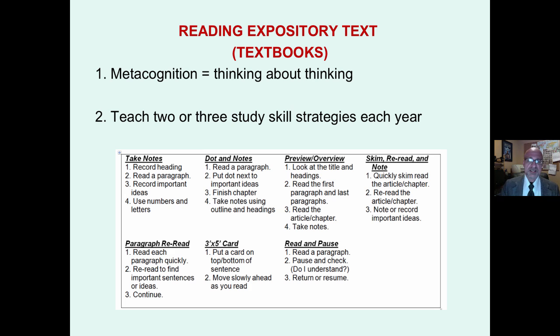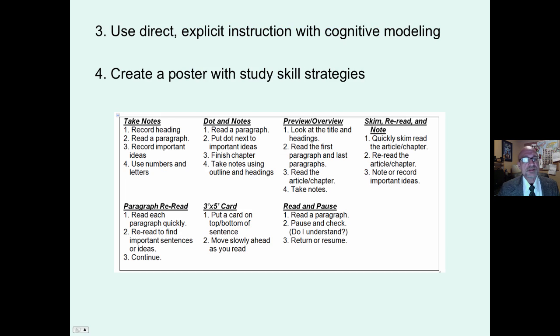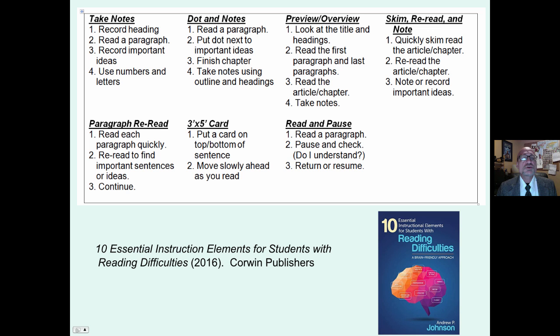And I would recommend teach 2 or 3 study skill strategies a year. And here are study skill strategies related to reading expository textbooks. More on this in just a minute. But you're going to teach each of these using explicit instruction. I like to have a poster, and I call this a thinking frame, a frame that organizes your thinking, and you can break them down into steps and teach them explicitly. You must and you should.